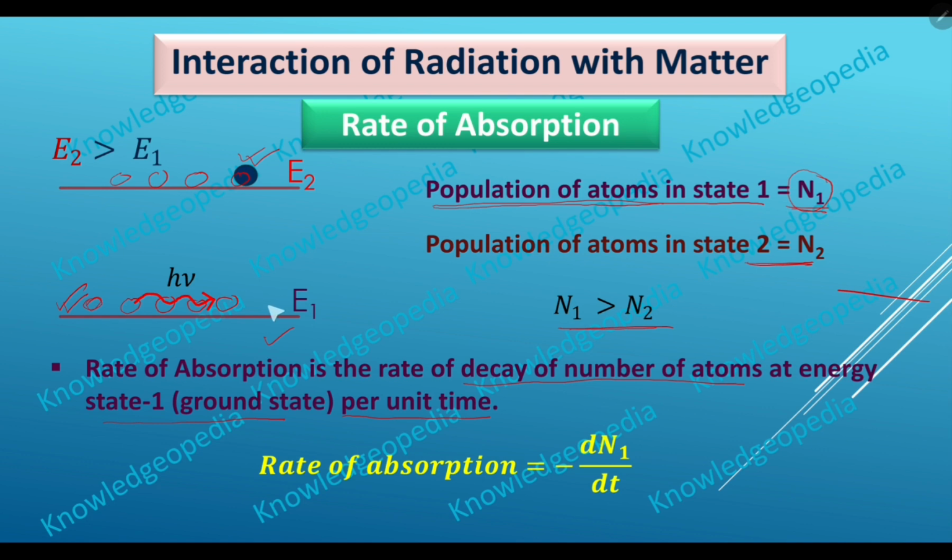This negative sign shows that the number of atoms in the ground state is decreasing with respect to time because of absorption. So initially if there are 5 atoms and one is moving to the energy state 2, we are left with 4 atoms. So it decreased from 5 to 4. That means the number of atoms in the ground state is decreasing, and hence it is minus dN1 by dt.